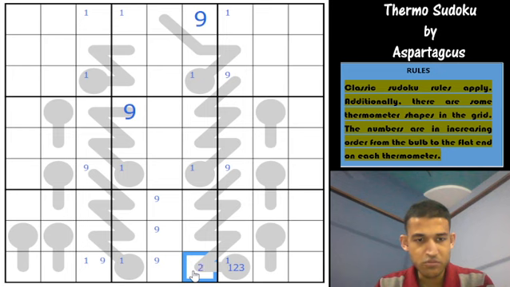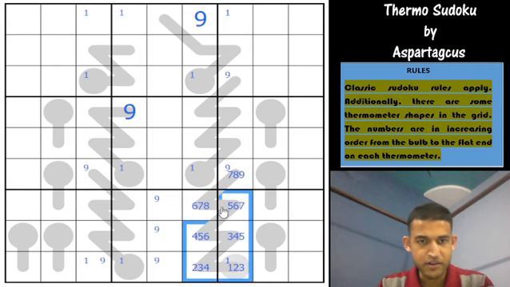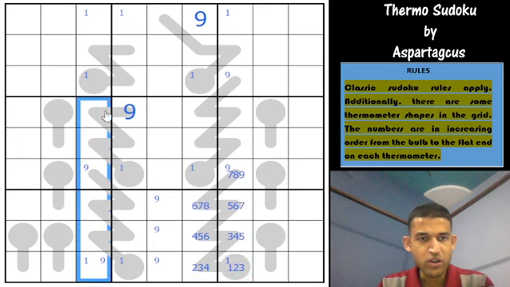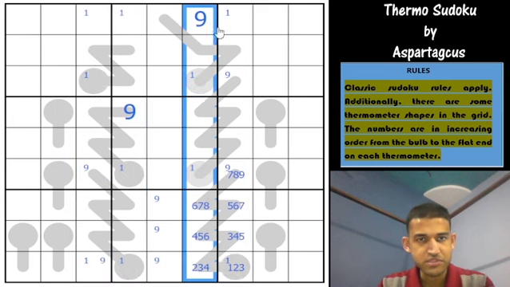This is minimum 2, maximum 4, and 3 could also be there. So similarly 3 4 5, 4 5 6, 5 6 7, 6 7 8, 7 8 9, right? So this is how we can populate this thermometer. Now let us do the same for all the thermometers in columns 3 and 4 and columns 6 and 7.